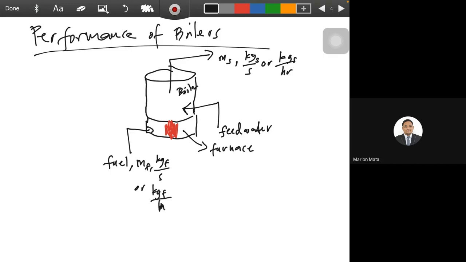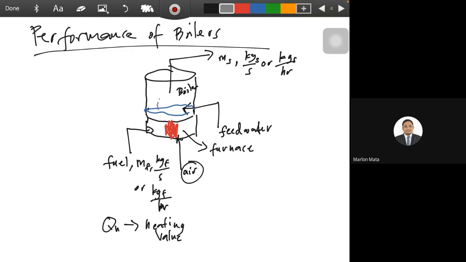Of course, if the fuel has mass, the fuel has an intrinsic property, which is its heating value. It is the amount of energy released when you are combusting the fuel. The heating value is tabulated through experimentation, which measured the amount of heat released per kilogram of fuel burned. Of course, combustion will not occur without the presence of air. Okay, so this is a typical construction of a boiler, from feed water, then it will produce steam. We will now proceed to the formulas of boilers.